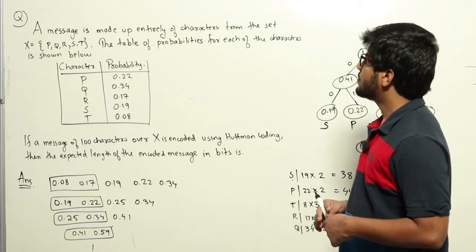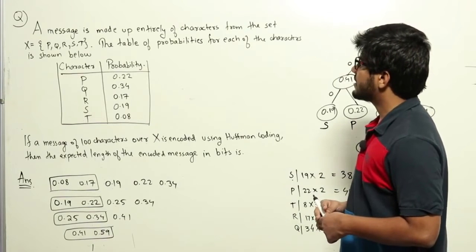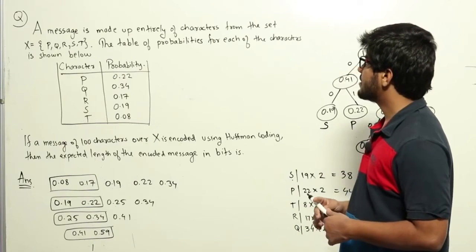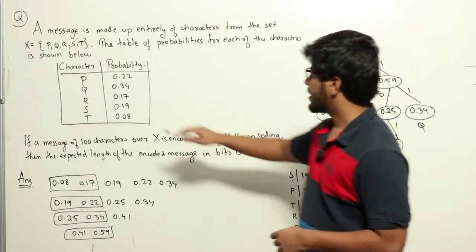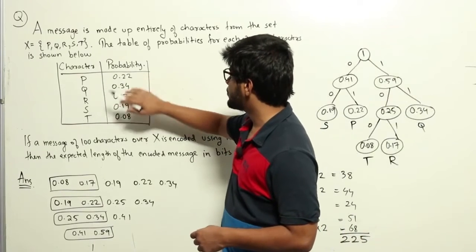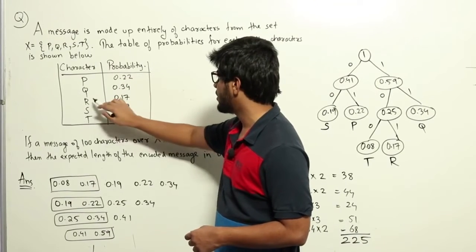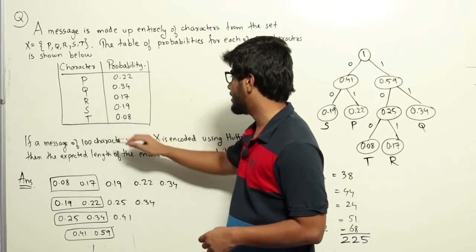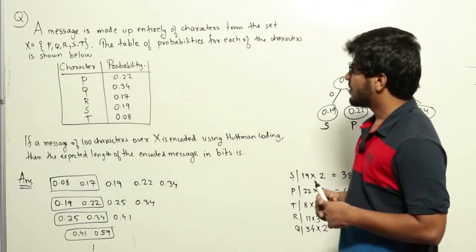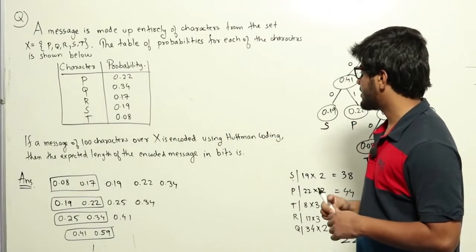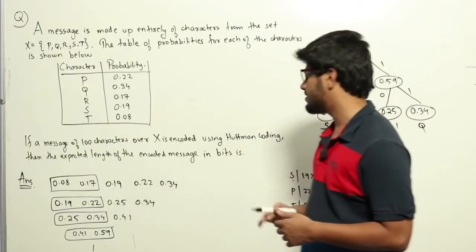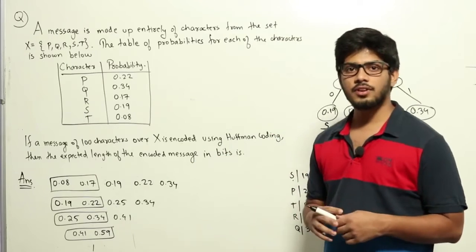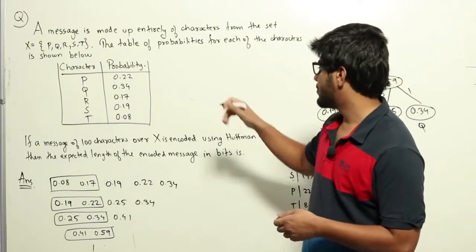A message is made up entirely of characters from the set x equals p, q, r, s, t. The table of probabilities for each of the characters is shown below. Character p has probability 0.22, q 0.34, r 0.17, s 0.19 and t 0.08. If a message of 100 characters over x is encoded using Huffman coding, then the expected length of the encoded message in bits is. So this is a standard question from the algorithm section regarding Huffman coding.